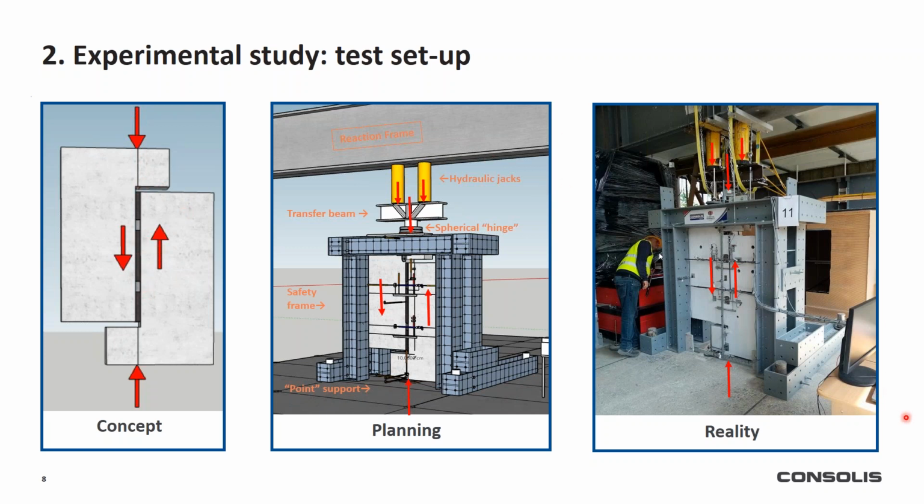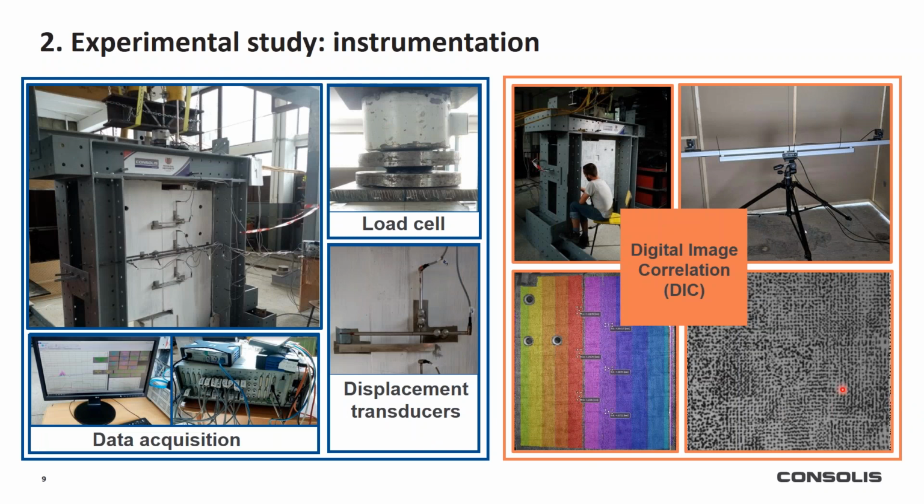And here is the test setup in the laboratory. For the measurements, we used a load cell to measure the shear force in the connection, and to measure the shear displacement, we used displacement transducers. That's on one side of the specimen. On the other side, we used a digital image correlation system. That system allows us to capture fully the displacement field and to perform crack readings at every stage of the experiment.